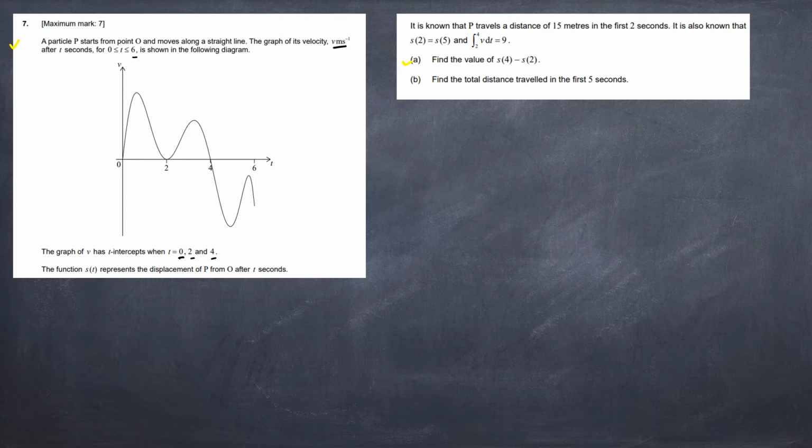So you can see at this particular point 0, 2 and 4, these are some basic interpretations that you need to make before you try to solve any type of problem. At 0, 2 and 4, the velocity is becoming 0. The function s(t) represents the displacement of P from O after t seconds. Each and every point is elaborated.